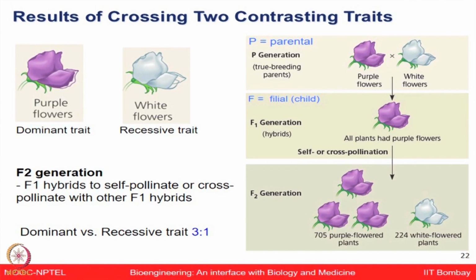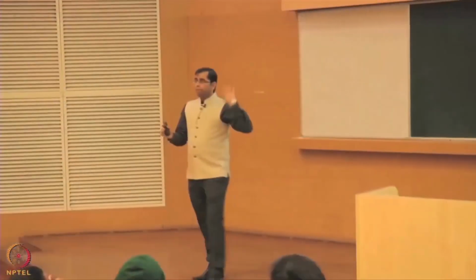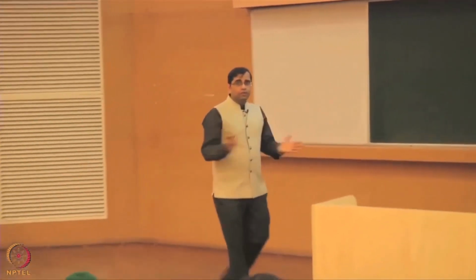And he did this experiment on many of the characteristics, not only the purple and white, among all of the contrasting characteristics of different properties which he was studying, and therefore he was able to come up with some conclusion that they distribute in a very specific ratio. It is not a very random phenomenon.